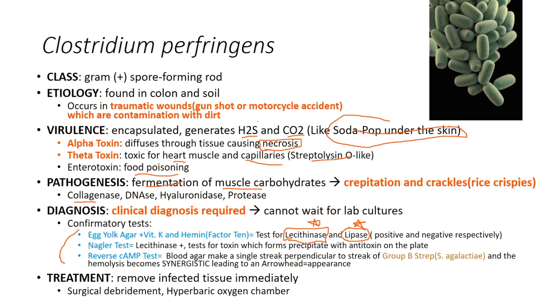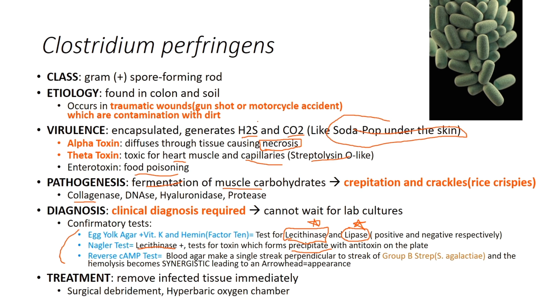Another test that we can do is the Nagler test. This is also checking for lecithinase, and it's just testing for the toxin itself. So we take antitoxin and we throw in the organism, and if it produces the toxin, the antitoxin and toxin complex forms a precipitate that we can actually see on the plate, and so that's our Nagler test.